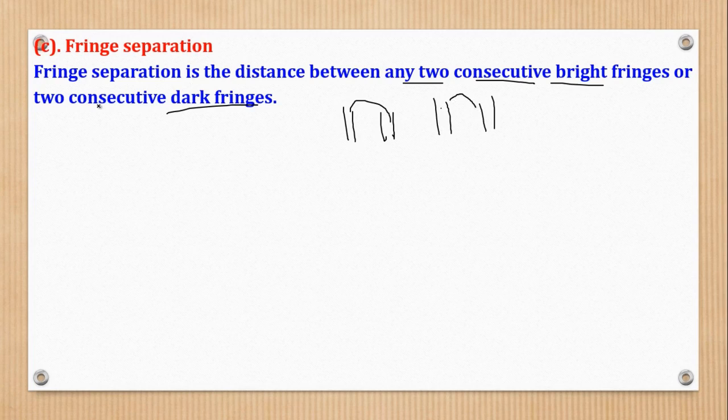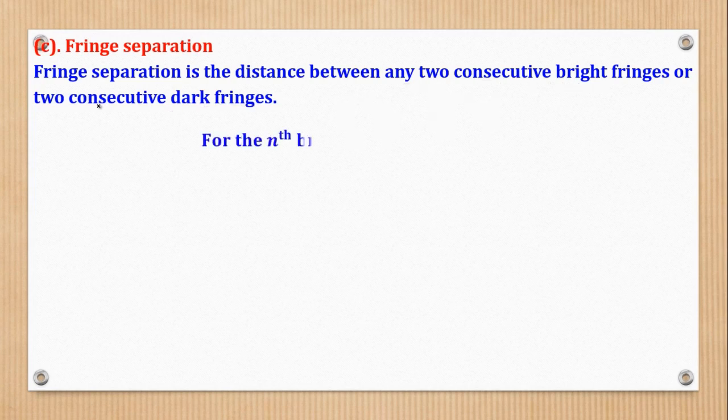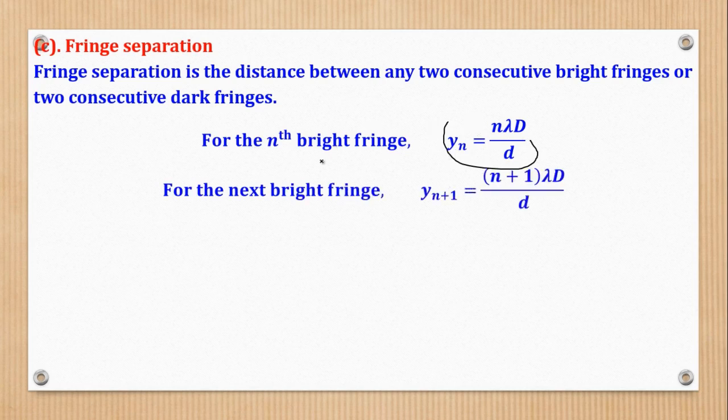So it will either be between 2 bright fringes or between 2 dark fringes. That is what we call the fringe separation. So for the nth bright fringe, we have this, we already know that. That means that for the next bright fringe, it will be n plus 1. This was n, this is now n plus 1. Therefore, the separation will be got by subtracting the 2.